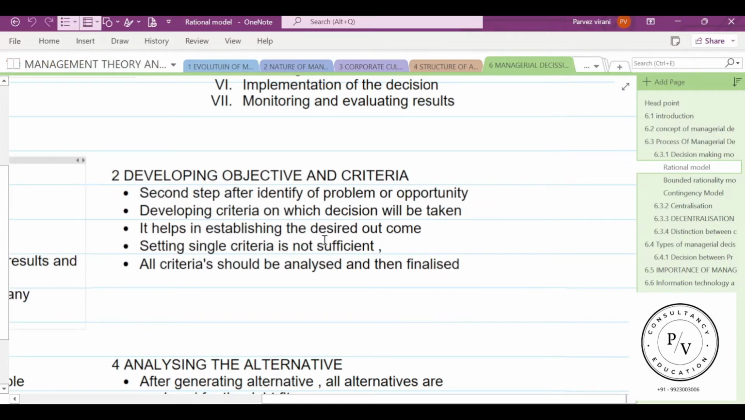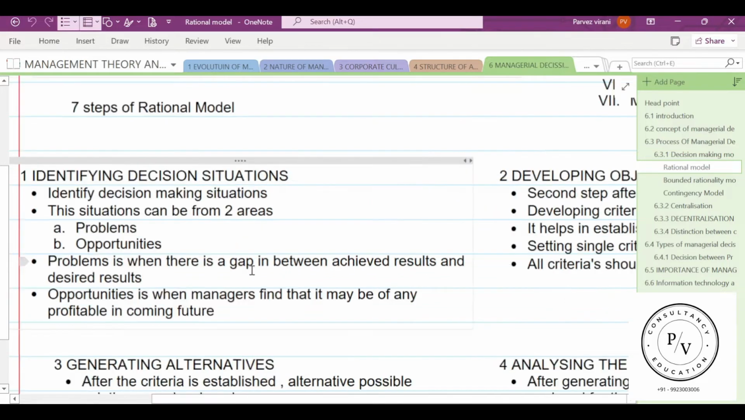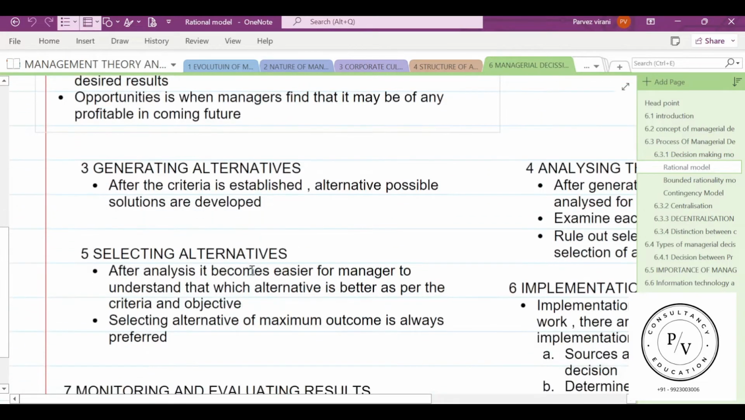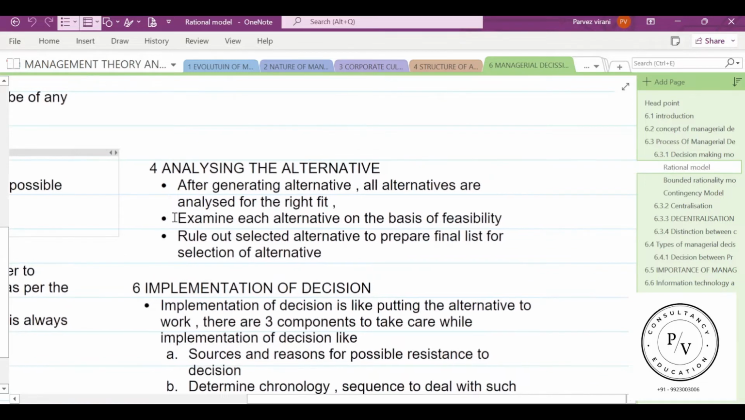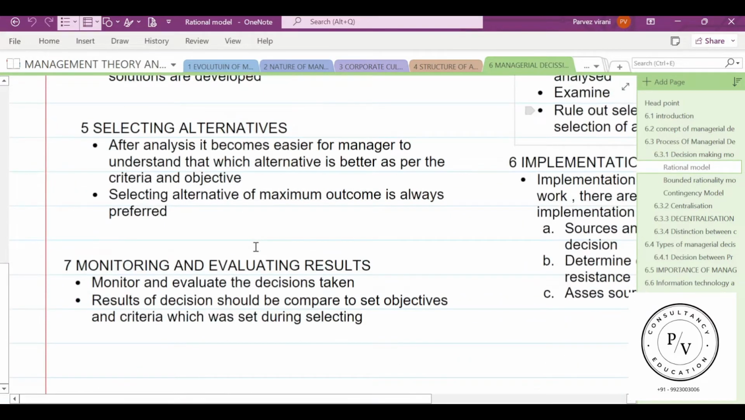Setting up a single criterion is not sufficient. All criteria should be analyzed and then finalized. That's the second part. Third is generating alternatives. After the criteria are established, possible alternative solutions are developed. Fourth is analyzing the alternatives. After generation, all alternatives are analyzed for the right fit. Examine each alternative on the basis of feasibility. Rule out some alternatives to prepare the final list for selection.